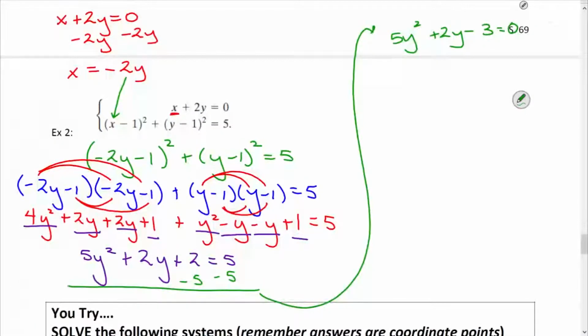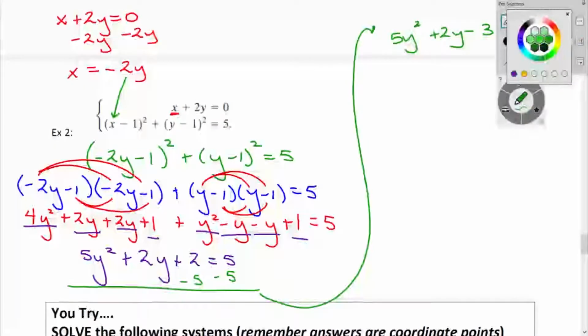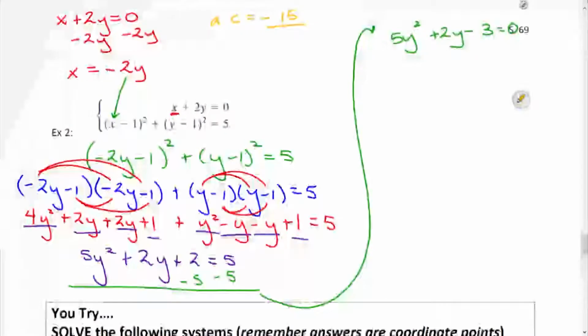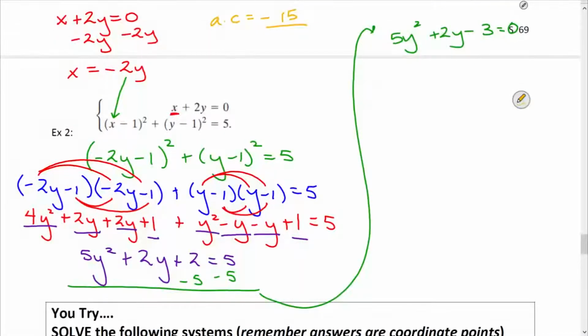And let's see here. This is the more complicated ABC method because my leading coefficient is not equal to 1. So I multiply A times C and get 5 times -3, which is -15. I'm looking for factors of -15 that add to be 2. If it's -15, I need a positive and a negative, and the bigger one is positive because this number is positive. So I think it's going to be +5 and -3, because those multiply to be -15, and they add to be +2.